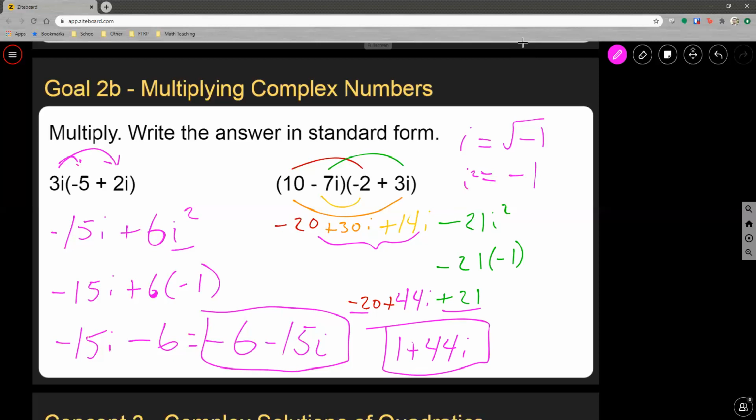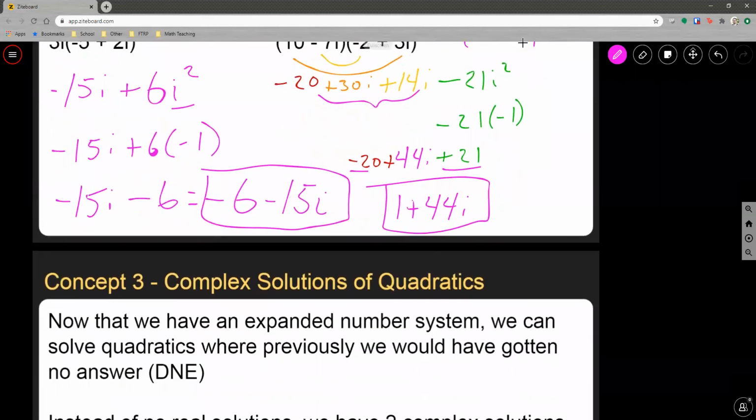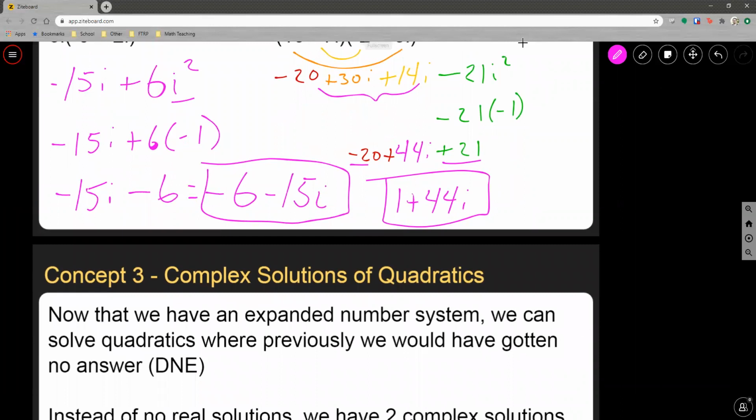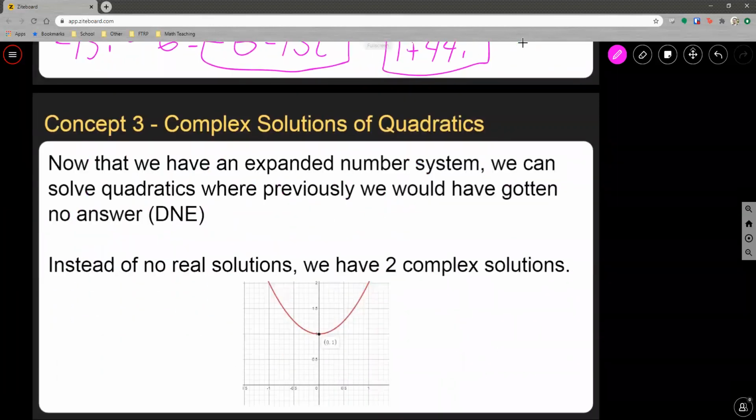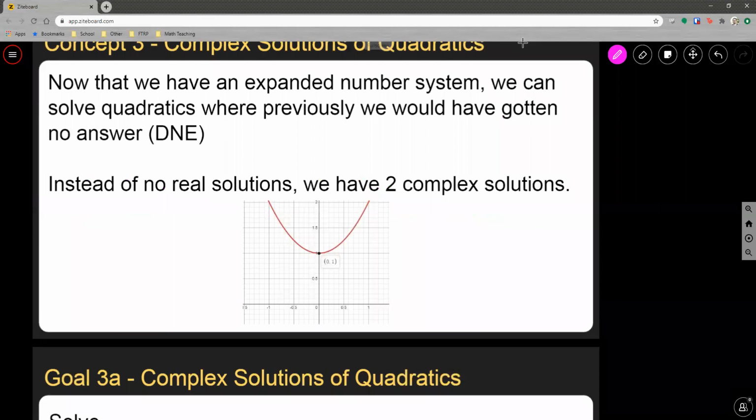All right, so that's all the operations. Next up is the last goal or last concept. It's finding complex solutions of quadratics. So remember at the very beginning of the section, we talked about how we have these situations like in the graph here where I don't have any x-intercepts. I've got nothing along the x-axis. Well, instead of saying that we have no real solutions, now we're going to say that we actually have two complex solutions. Because all quadratics, remember, quadratics are x squared in the function.